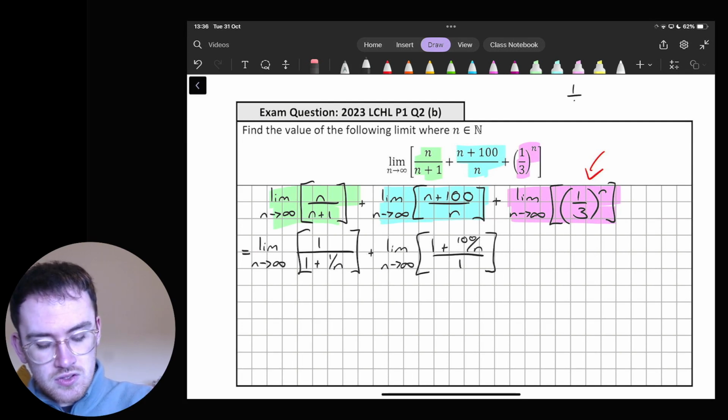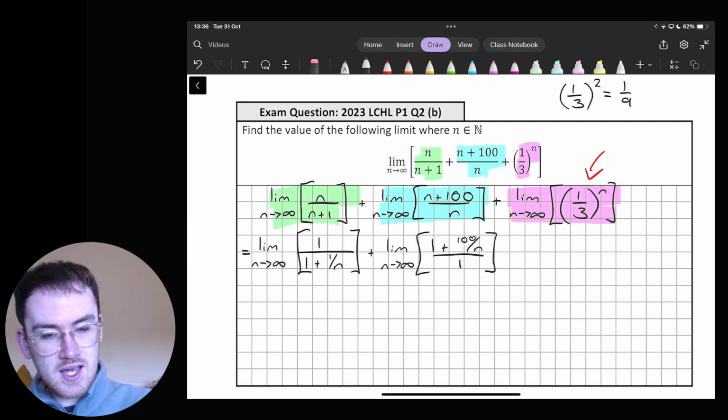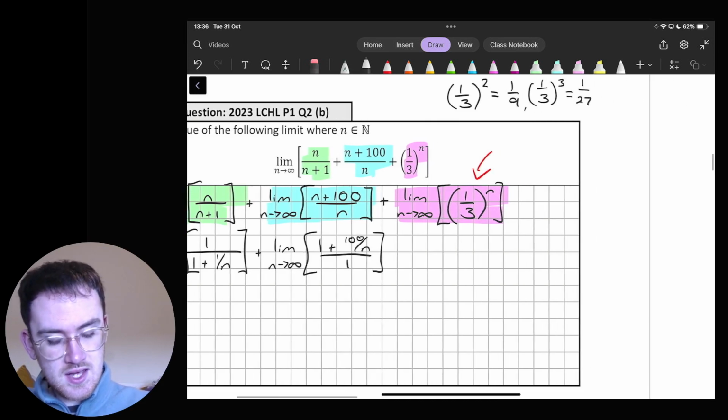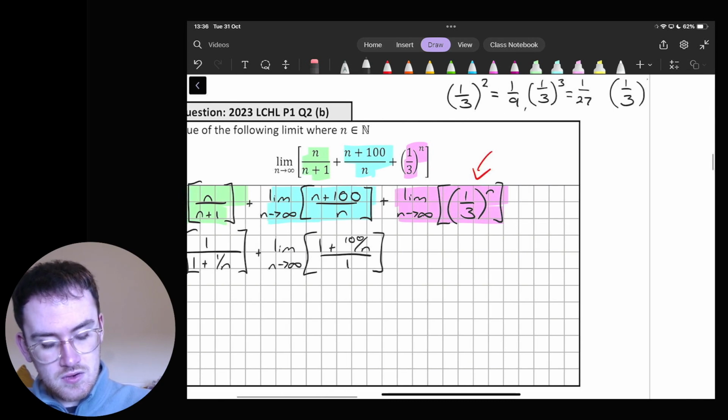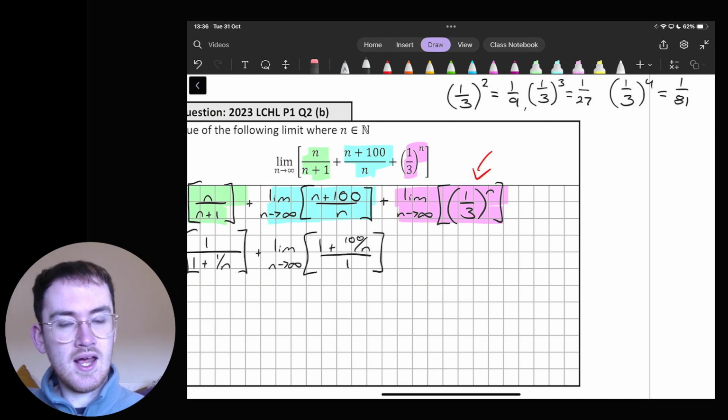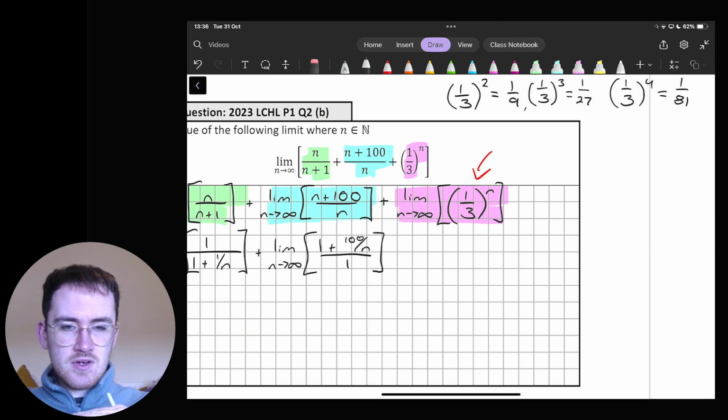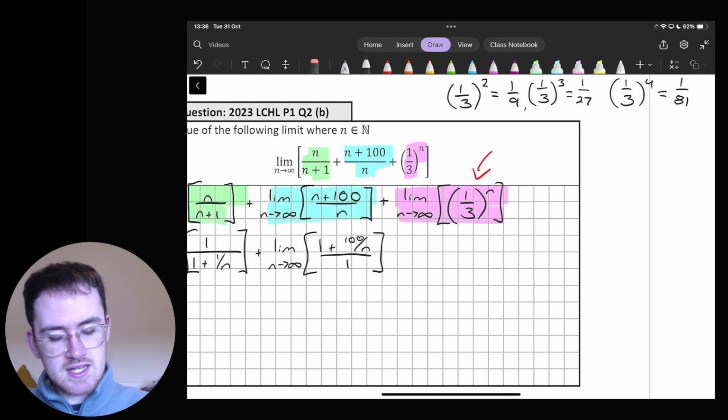Well, if it was 1 over 3 to the power of 2, that would be 1 over 9. If it was 1 over 3 to the power of 3, that would be 1 over 27. If we do 1 over 3 to the power of 4, that's going to give me 1 over 81. And we can see that, similar to what we had earlier, as that power increases, so goes 2, 3, 4, and so on and so forth, the denominator of my fraction is getting bigger and bigger, which means that overall my fraction is getting smaller.